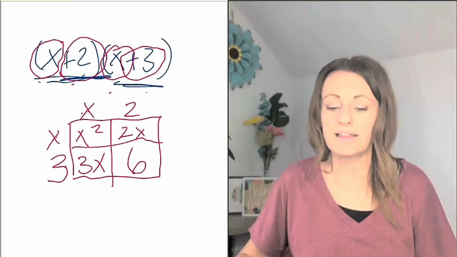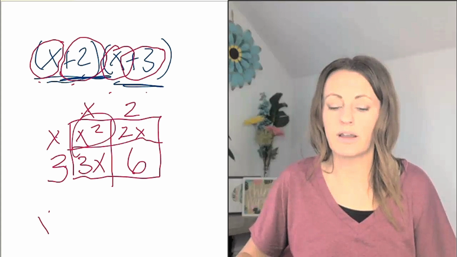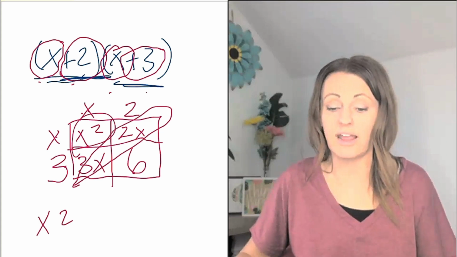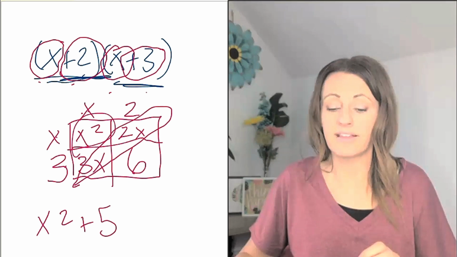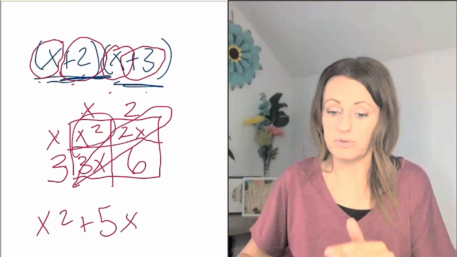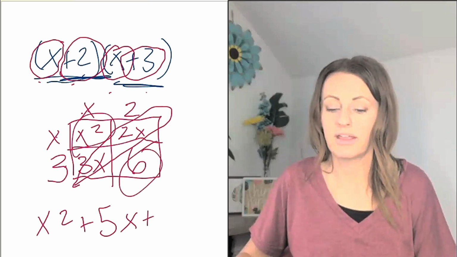Now I'm going to combine like terms. So I have x squared, and then I have 3x plus 2x, right? 3x plus 2x is 5x. Now again, I need to write my plus there, because if I don't, it's going to look like multiplication. So plus 5x, and then my last term is plus 6.